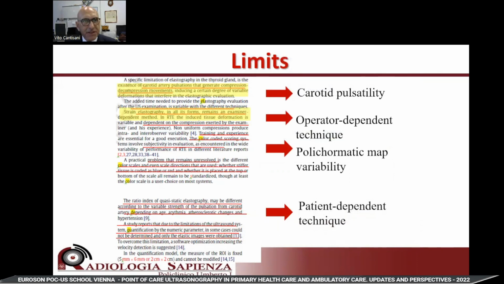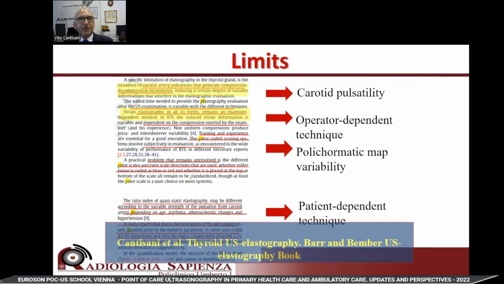Firstly, carotid pulsatility. Secondly, operator dependency. You need to be trained, at least 100 examinations guided by experts, after you have read the right book and the right papers. Then you have to deal with the polychromatic map variability of the colors and patient dependency.